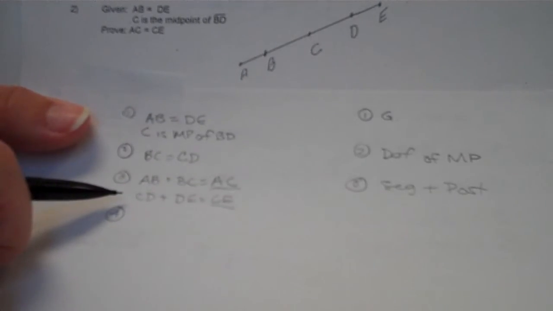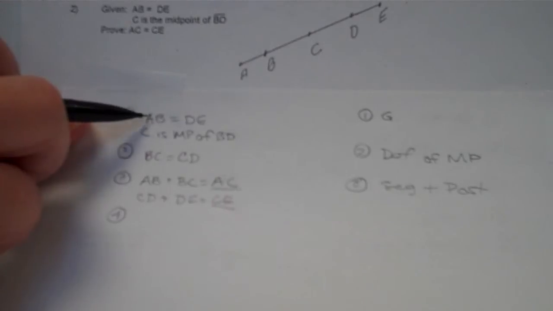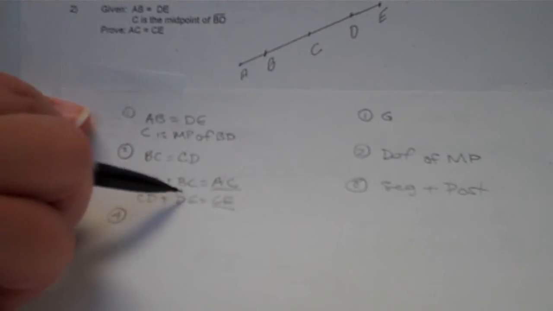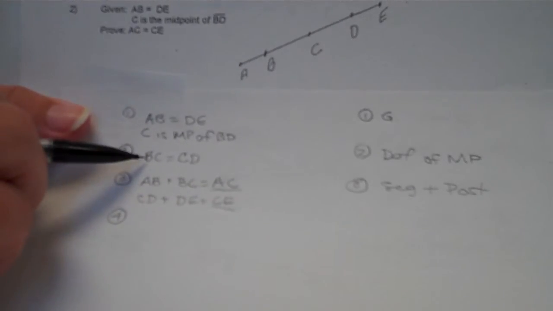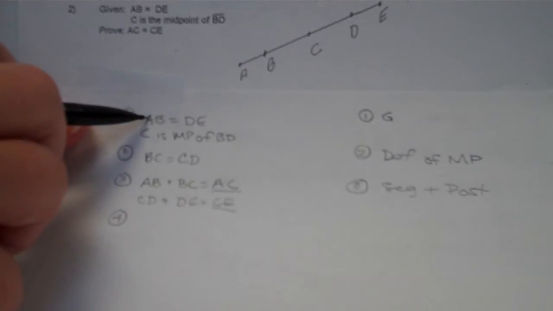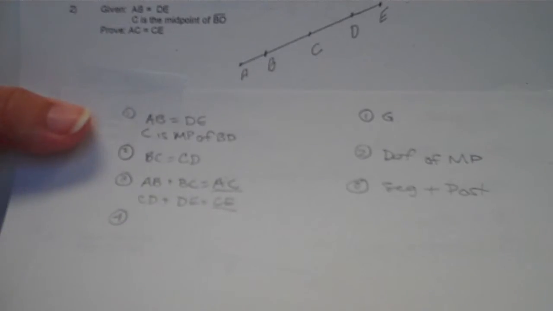Now if you look at step 1 and 2, step 1 says that AB equals DE. They're both in here. And then you have BC equaling CD. So you could add AB and BC and set it equal to DE plus CD. So that's going to be step 4. And it would be the addition property of equality.